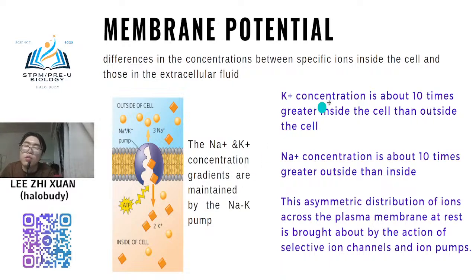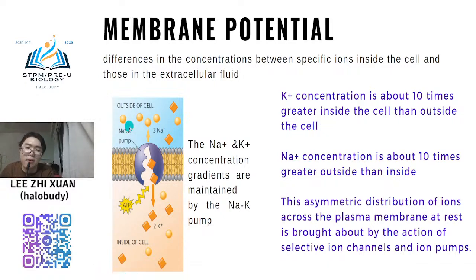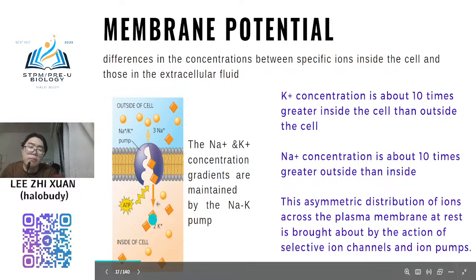Okay, so you see this potassium concentration normally inside the cell is high, but sodium ion is high outside the cell. This is the normal situation. At equilibrium, sodium ion outside is high, and inside the cell, potassium ion is high. So this asymmetric distribution of ions across the plasma membrane is because of the action of selective ion channels and also the ion pump.